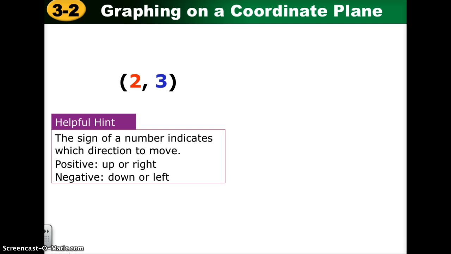Let's get a visual for that. First, we have an ordered pair of 2, 3. 2 would be the x-coordinate, and 3 would be the y-coordinate. So the red number, the 2, tells us which way we're going to move, left or right. If it's positive, we move to the right. If it's negative, we move to the left. The blue number, or the y-coordinate, tells us which way to move up or down. If it's positive, we move up. If it's negative, we move down.